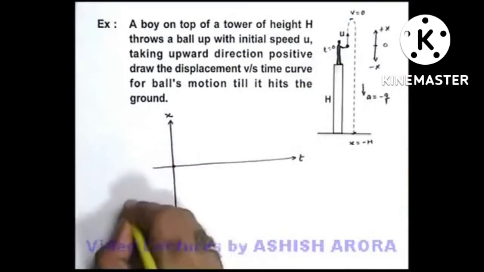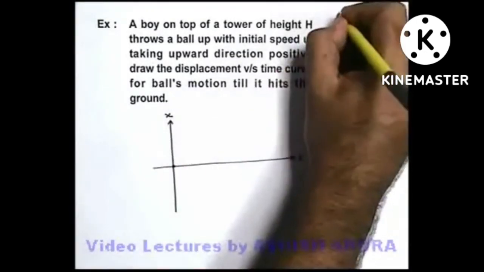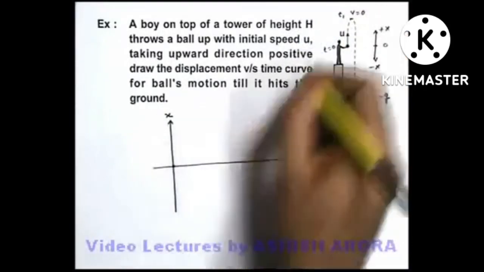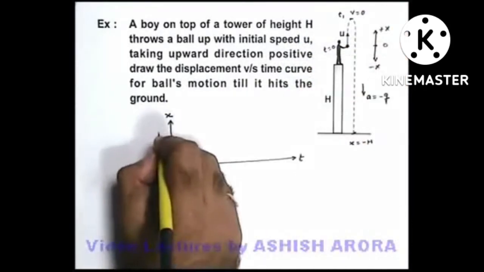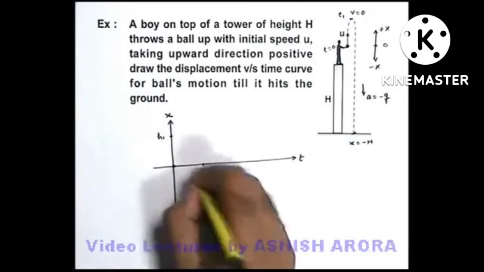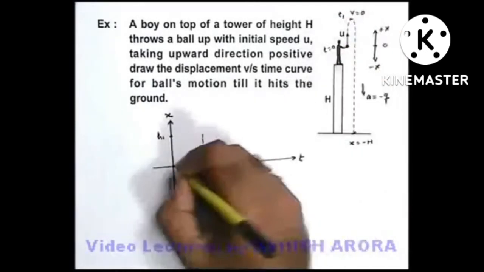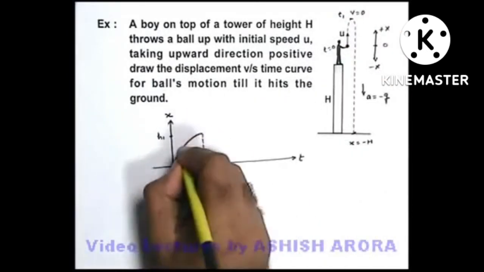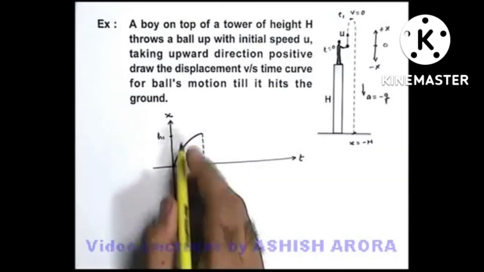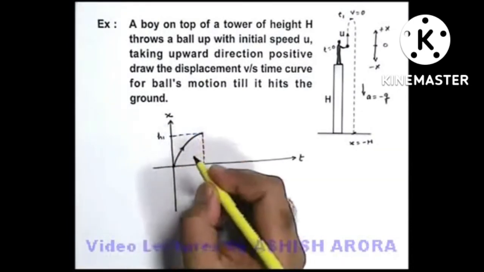it starts from x equals 0 at t equal to 0. Say at a time t1 it reaches a maximum height. Say maximum height is h1. So this is a height h1 where it reaches at a time t1. So this is the motion where velocity is positive and acceleration is negative. The graph will look like this. This is the graph for positive velocity and negative acceleration where it reaches the maximum height.